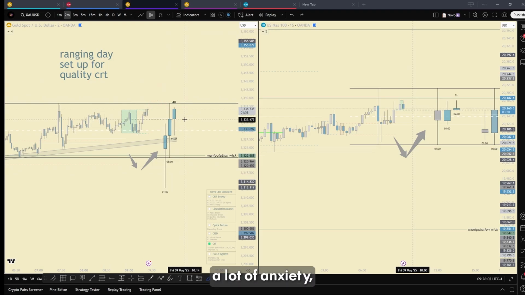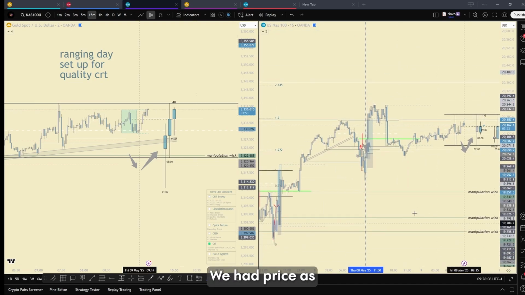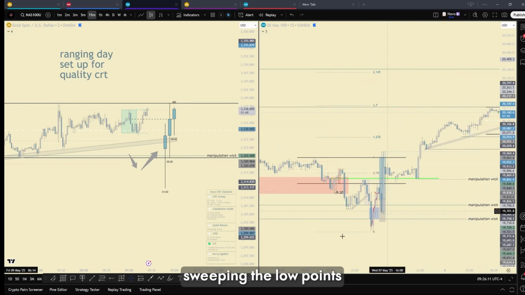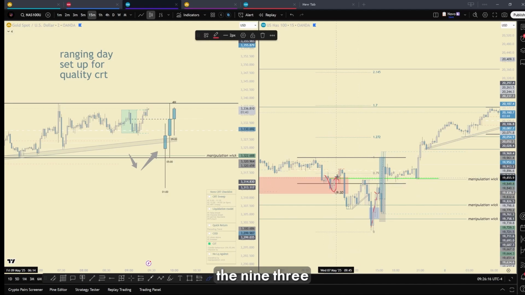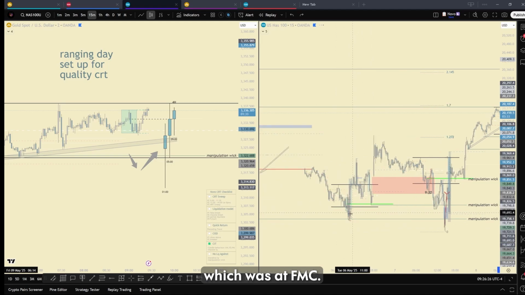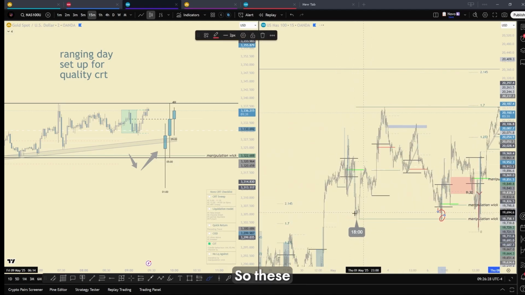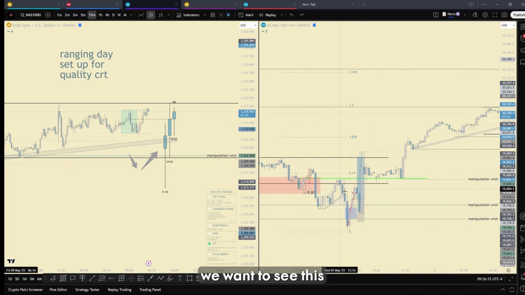There's a lot of resweeps on our CRT, especially the most famous one would have been on FOMC day. We had price show us, it just kept on sweeping the low points, right? The first sweep was around 9:30. I don't trade the 9:30 sweep, but we can see that one came down. Then they had another move up and then came down again. So we had like two sweeps before we had the actual move to the upside, which was at FOMC. But there was a lot of liquidity. So these manipulation wicks were of high concept. I did say that we want to see this getting swept out in some way or form.